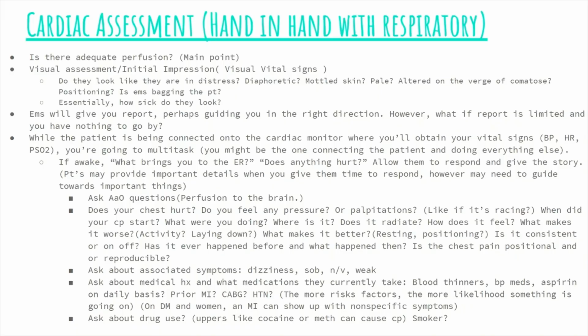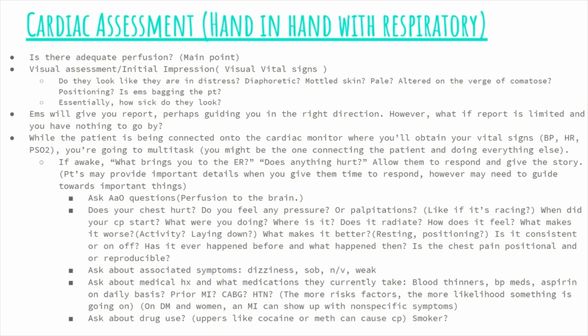We're going to begin by asking the A&O questions, the alert and oriented questions like, what is your name? What year is it? Where are you? And again, what brought you to the hospital? These essentially tell you that the patient is having adequate perfusion to the brain at this moment in time and is able to think and recall.